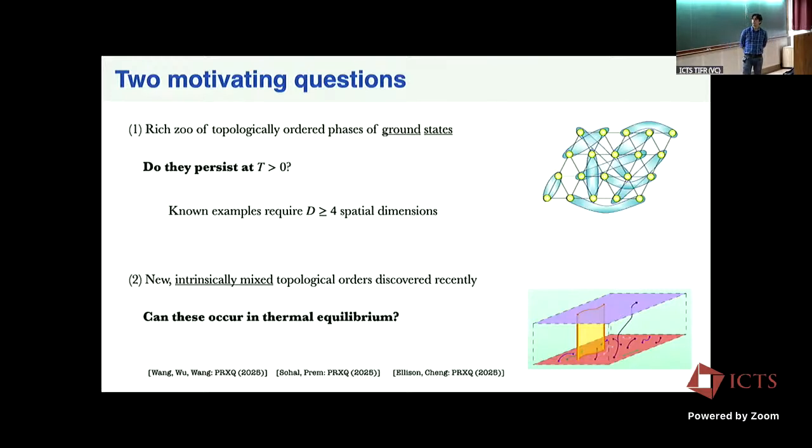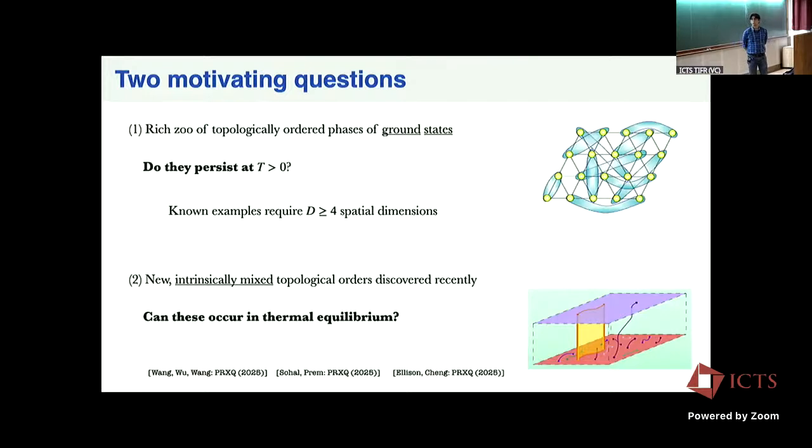And the reason we care about ground states is because they describe what happens in any many-body system if you cool it down to absolute 0 temperature. Then you are just in the ground state. But of course, we are never actually at exactly 0 temperature. We are always at some finite temperature, even if it's low in many cases. So the natural question to ask is, do these different phases survive if you go to finite temperatures?